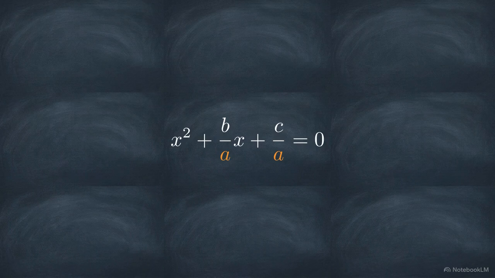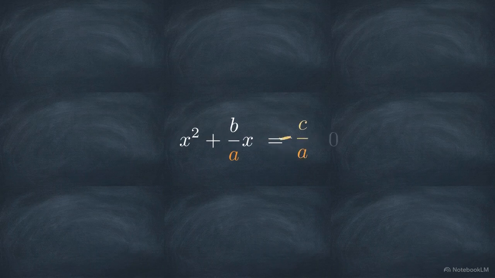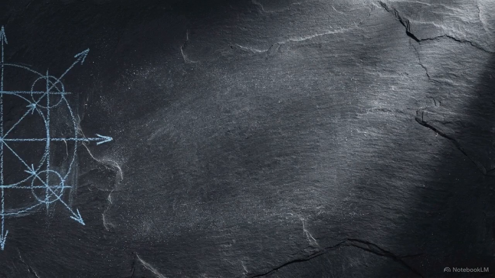The constant term at the end, c over a, contains no variables. It is mathematical noise that we need out of the way. We subtract it from both sides to push it across the equal sign. The unknown variables are now quarantined on the left side of the equation. We have cleared the board for a physical, geometric transformation.